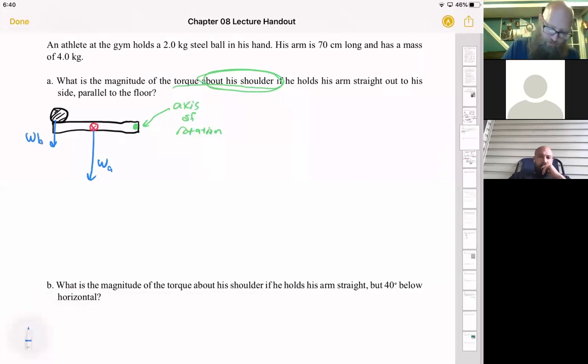And we're asking for torque, right? So what is the net torque? That's the question. By the way, this is torque due to gravity, right? So we often call that gravitational torque.